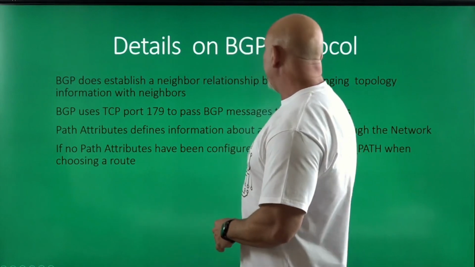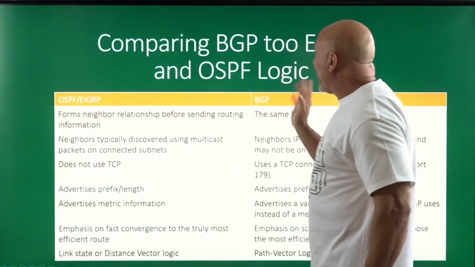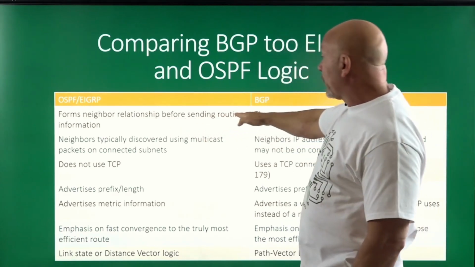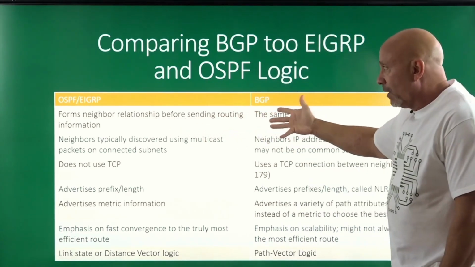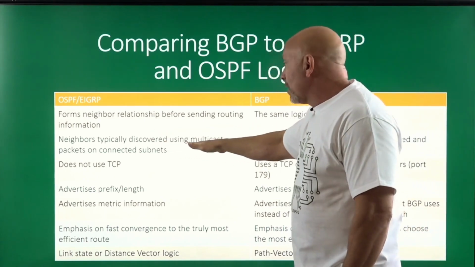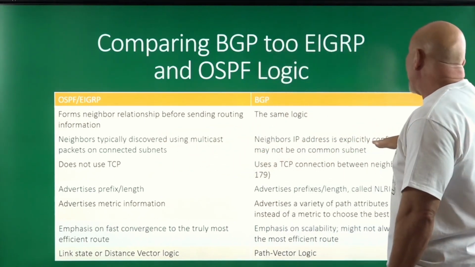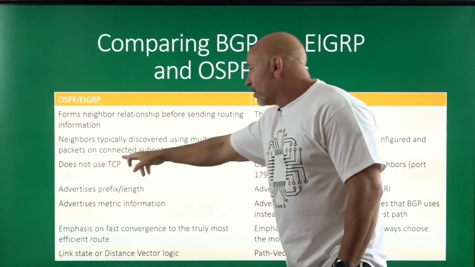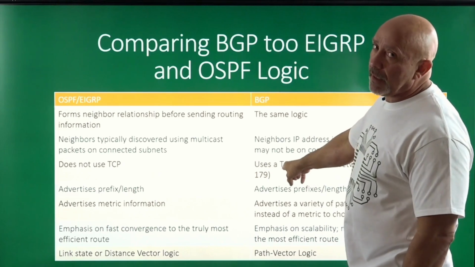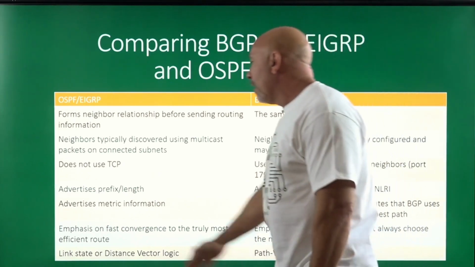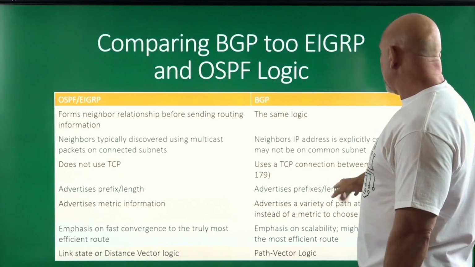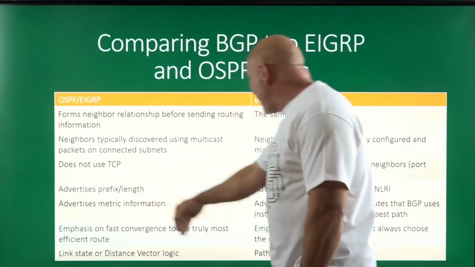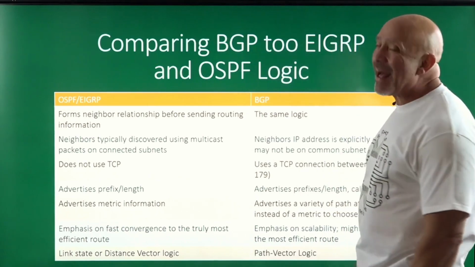Now, comparing eBGP to OSPF logic: both form neighbor relationships before sending routing information. In OSPF, neighbors are typically discovered using multicast packets; in BGP, the neighbor's IP address is explicitly configured. You tell it about the neighbors. OSPF does not use TCP; BGP uses TCP port 179. Both advertise the prefix and length, but in BGP they're called NLRIs. OSPF advertises the metric; BGP advertises the path attributes.